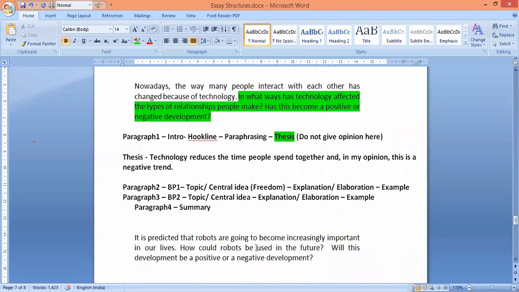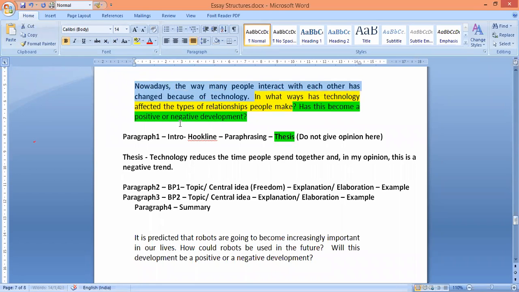I'm not getting that question. Like we have two things over here. Nowadays, the way many people interact with each other has changed because of technology. In what way? So what about the first part? This is only information. There are two parts of every question: one is the essay information, and one is the essay instruction. This will tell you what to do.